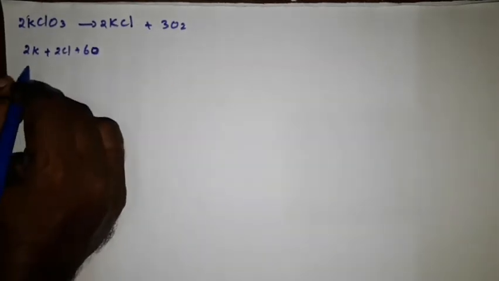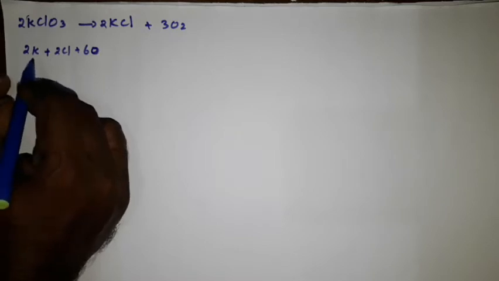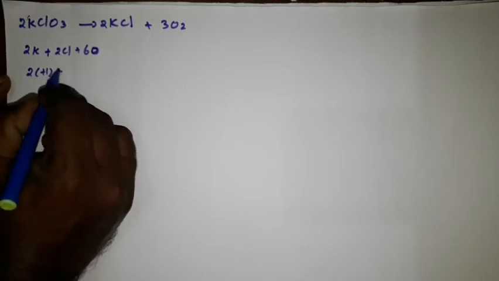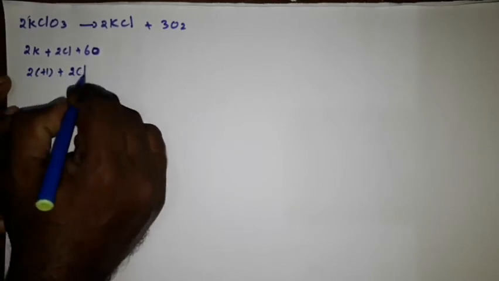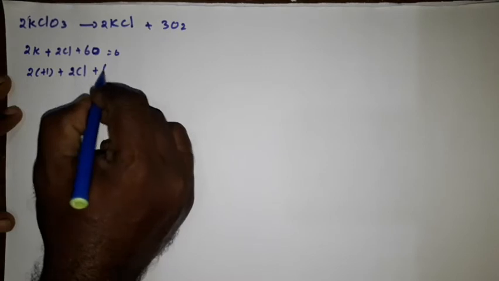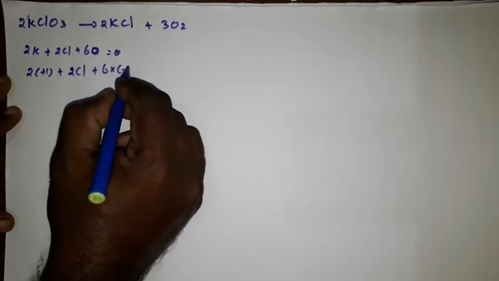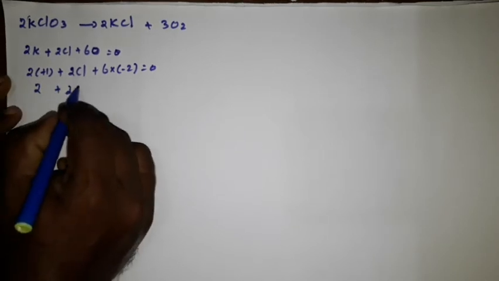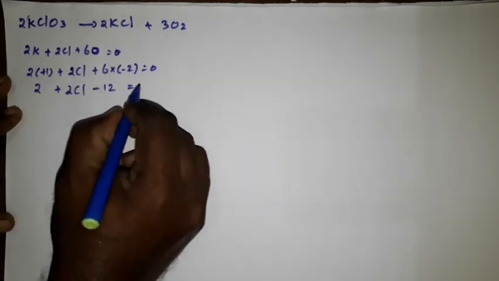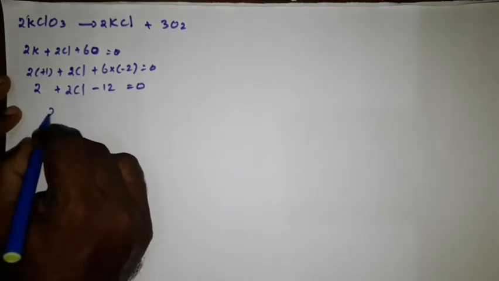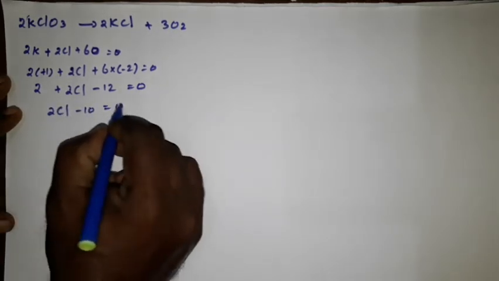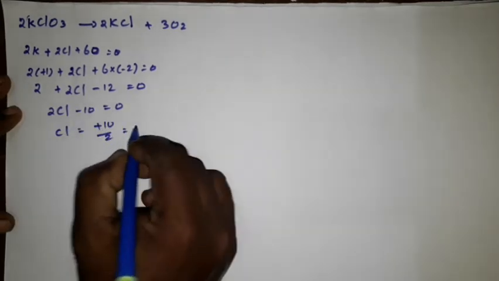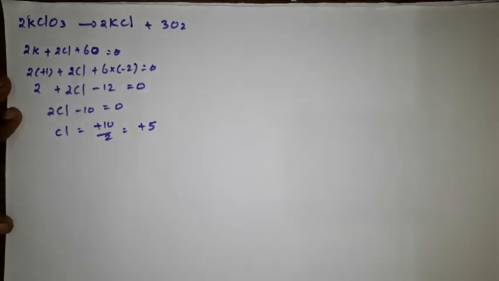Now for 2 potassium atoms, the oxidation number for potassium is always +1, plus we calculate the chlorine atom, Cl, plus 6 into -2 equals 0. So 2 plus 2Cl minus 12 equals 0. So 2Cl minus 10 equals 0. Cl equals plus 10 by 2, we get +5. Clear?